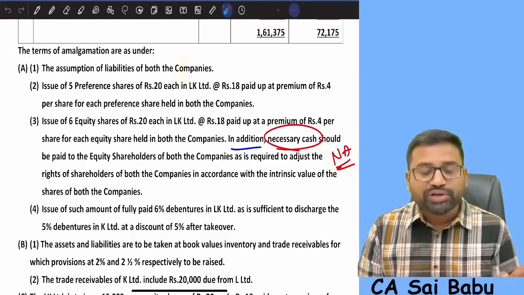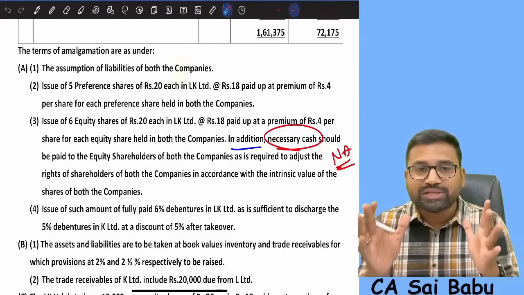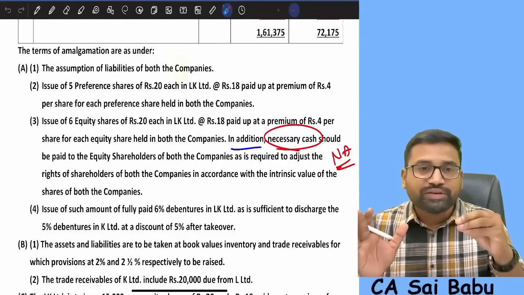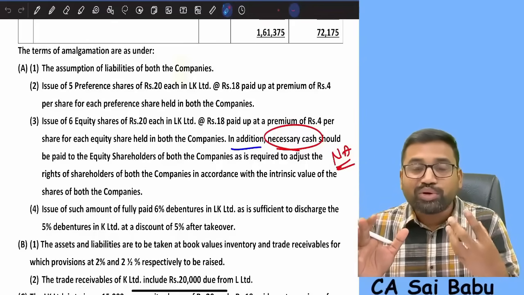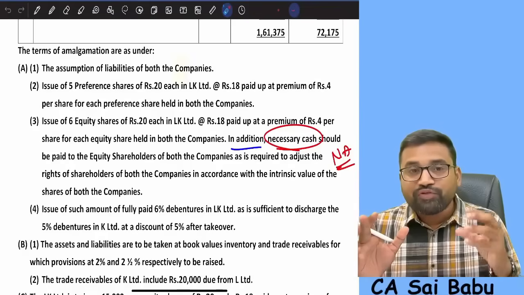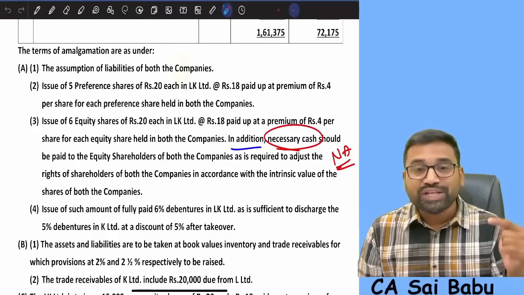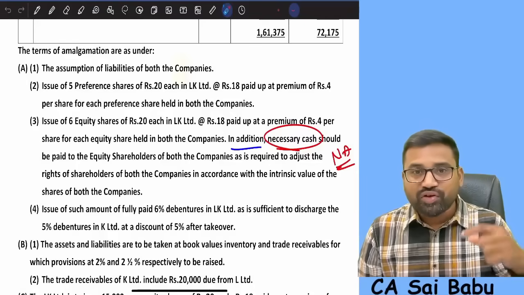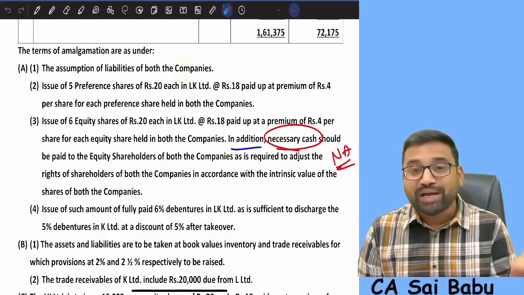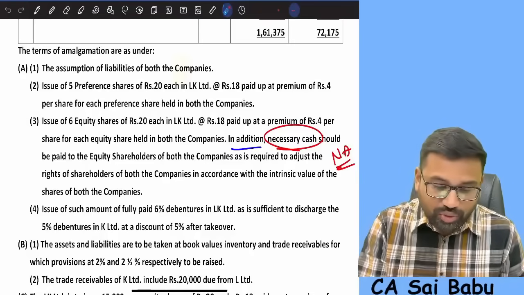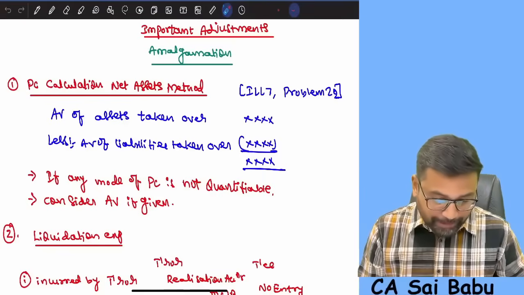So the first important thing when you are reading the amalgamation sum is whether, based on the information available in the question, I am able to calculate PC or not. If you are unable to quantify the PC based on the information, then understand this is a net assets method. So I need to find out the net assets of the transferor company, that is agreed value of assets taken minus agreed value of liabilities taken. Okay, that is the first important adjustment.